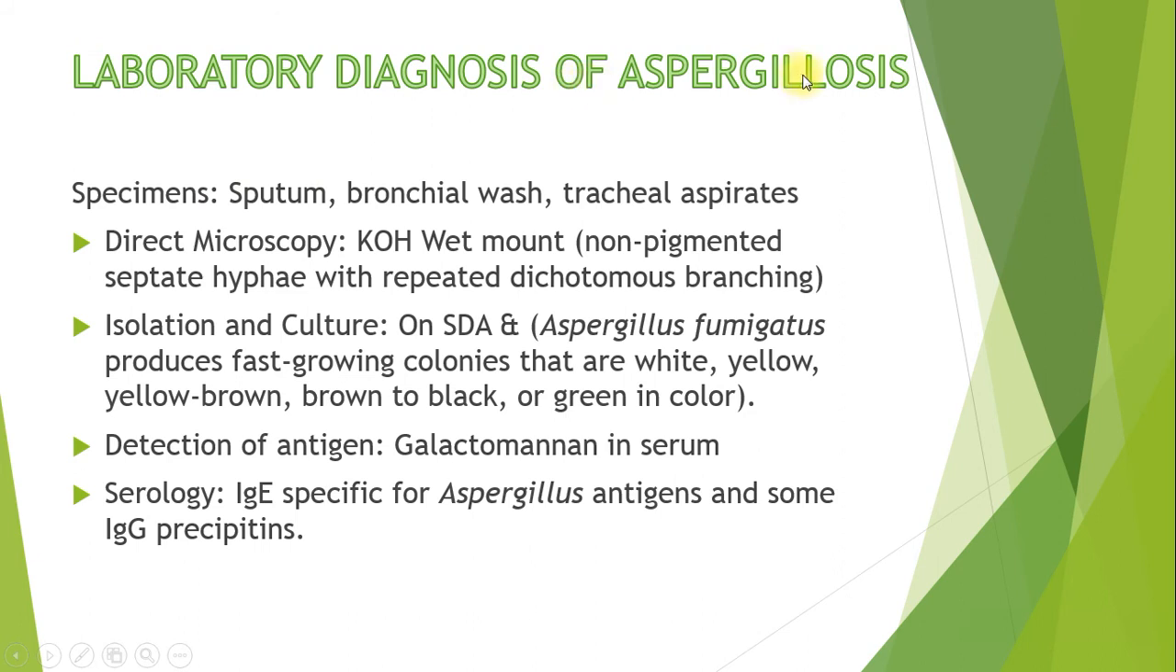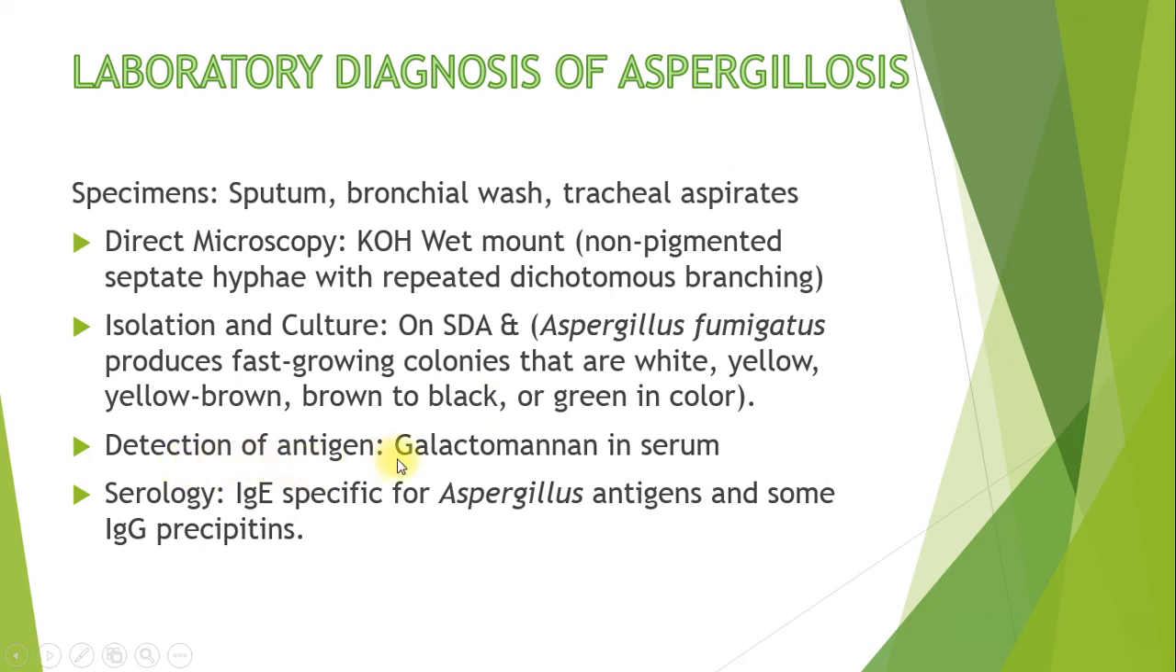Lab diagnosis of aspergillosis. The specimens can be sputum, bronchial wash, tracheal aspirates. The first approach is the direct microscopy. The clinical specimen is taken on the slide and the KOH wet mount is prepared. Under the microscopy, the non-pigmented septate hyphae with repeated dichotomous branch can be seen. The second approach is isolation and culture can be carried on the medium SDA, Sabouraud's dextrose agar. Aspergillus fumigatus produces fast-growing colonies which are white, yellow, yellow-brown, brown to black or green in color.